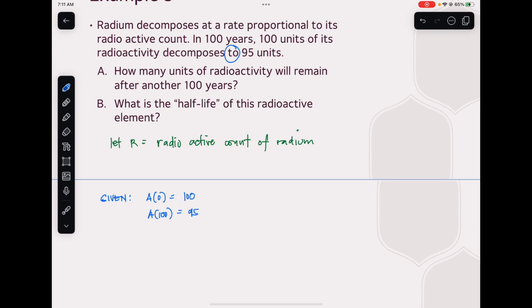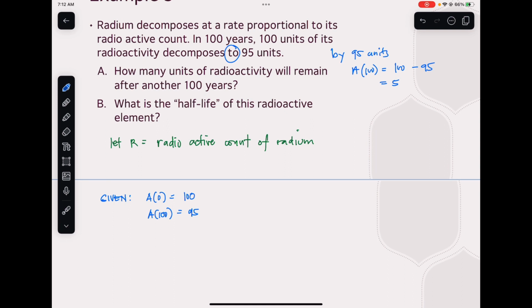So we have to take note of the preposition used, which is "to". When we say "to", that's already the amount that remains. But if it used "by" instead, let's say "by 95 units", then after 100 years that would be 100 units minus 95, which is equivalent to 5. So that's how we interpret it.